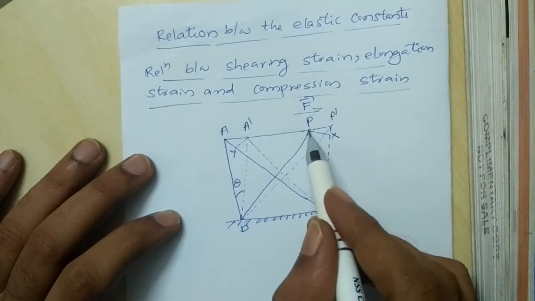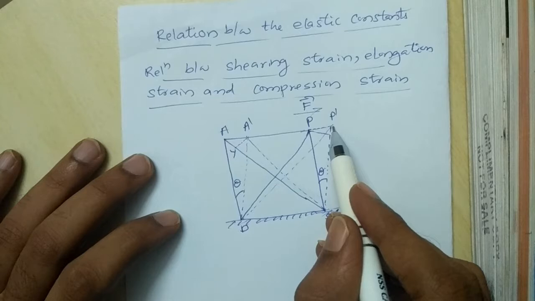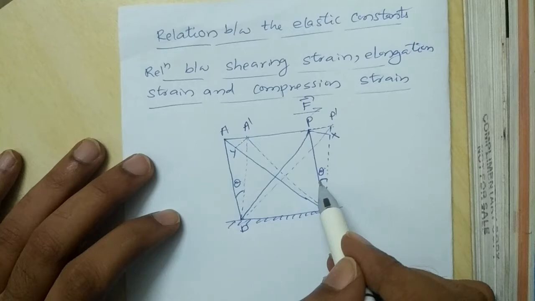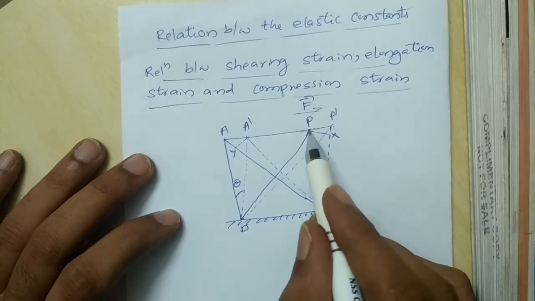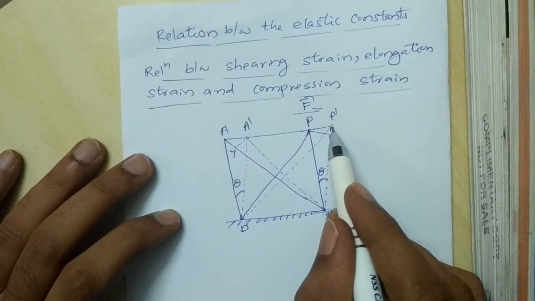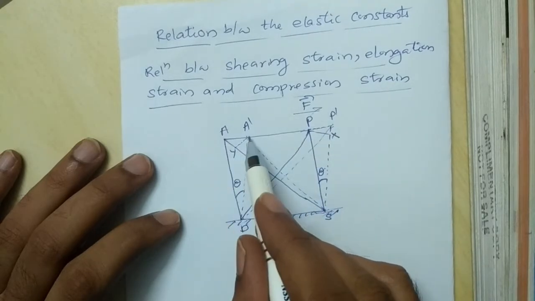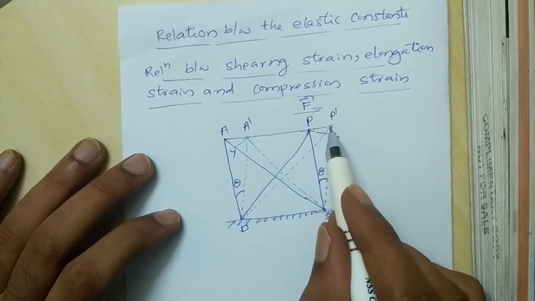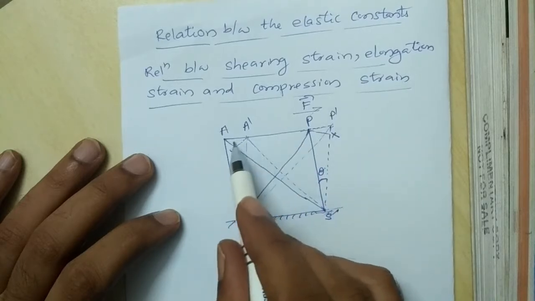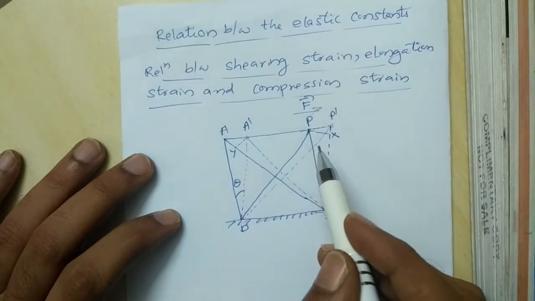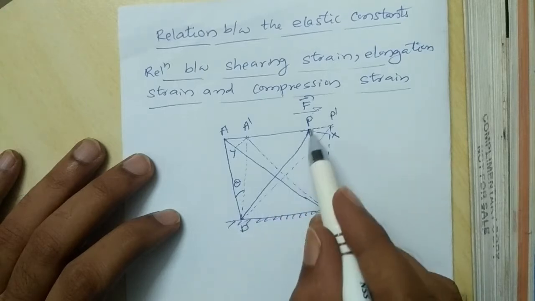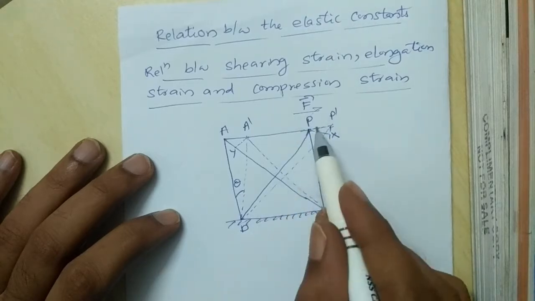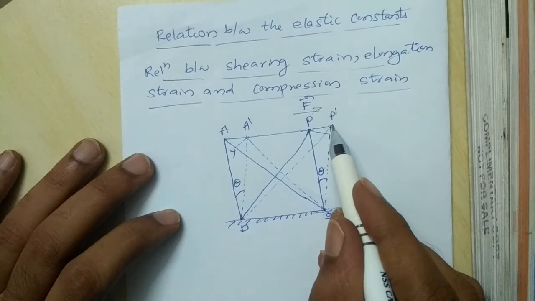So what happens is the point P shifts to a new point P dash, and see the theta, that is the angle of shear in this case. And as this point P shifts to P dash, even the point A is going to shift to the point A dash. So there is an extension taking place here, right? So similarly, there is a contraction taking place here. So now if I consider the diagonal DP, after I apply a force or a stress, the diagonal length is increased to DP dash.